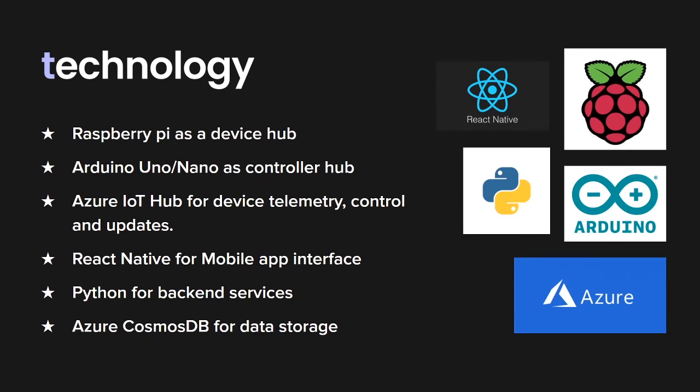The technology we used on our hardware side, we had a Raspberry Pi as a device hub. And we had an Arduino Uno as a controller hub for various sensors as well as motors which emulate fans. We use the Azure IoT Hub for telemetry from devices, as well as performing control functions, as well as updates to edge devices. For our mobile app, we use React Native. We wrote Python for backend services, and we used Cosmos DB for storage of values we got from telemetry.